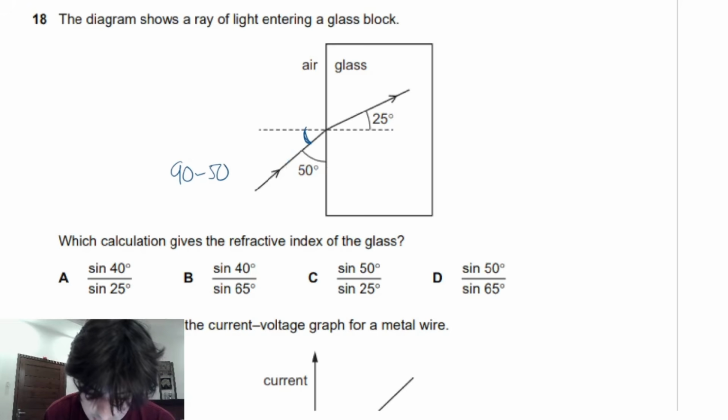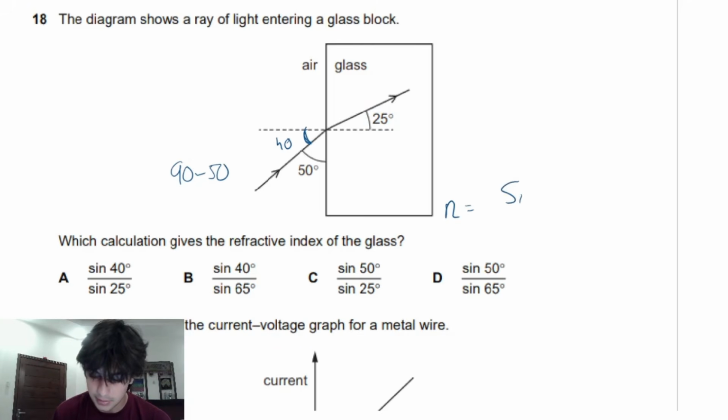ठीक है? Don't confuse this. This should be 40. And we can see refraction is as it is. Yes, it should be 25. हमारे पास n का formula होता है sin i, okay, over sin r. And we can see over here that the i is 40 and the r is 25.